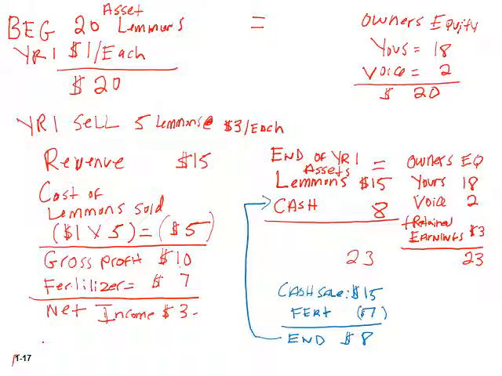28 of owner's equity? Did I do my math right? Owner's equity is 28. You're saying, well, 35 does not equal 28, but now I have what? I have that liability of, how much was it? $7? I have that liability of $7 that the guy said, hey, pay me next year, right?